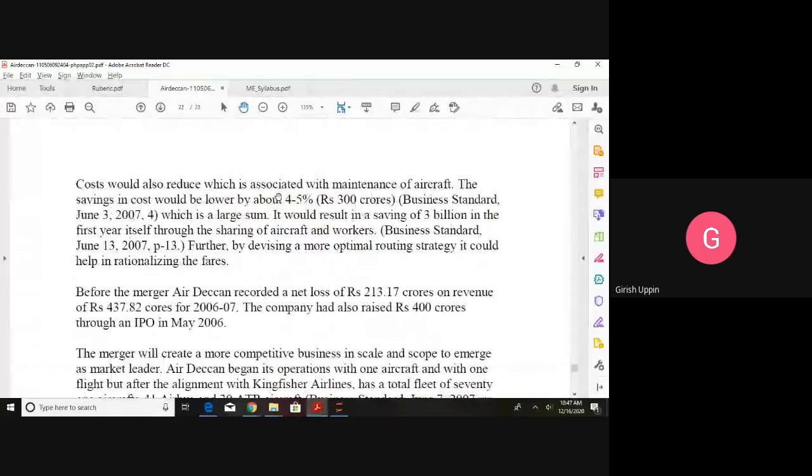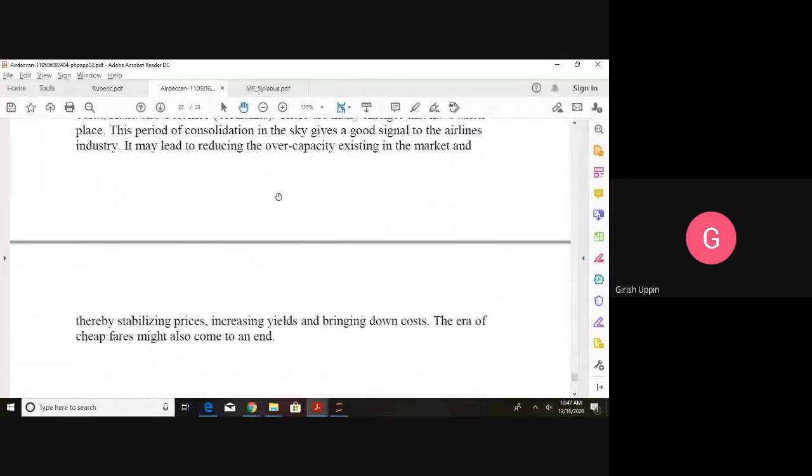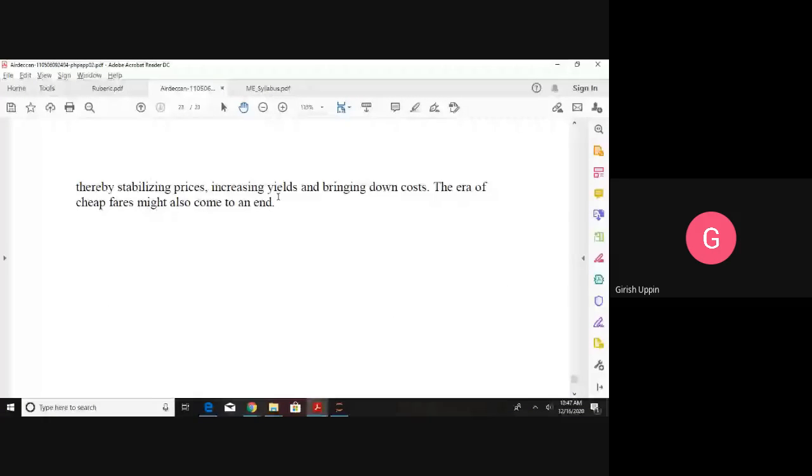So you can look on the internet. There are many case studies based on the Air Deccan industry.